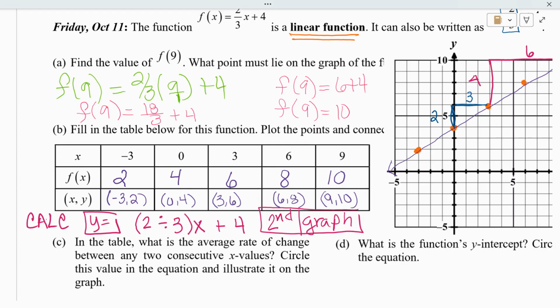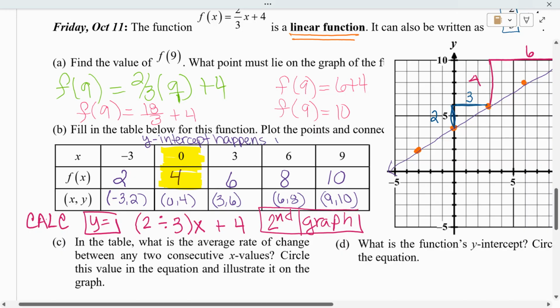Okay, it is the y-intercept. I'm going to highlight this. We know it's the y-intercept without looking at the graph. Why? Because x is 0. Yeah, the y-intercept happens when x equals 0. That's super duper important.